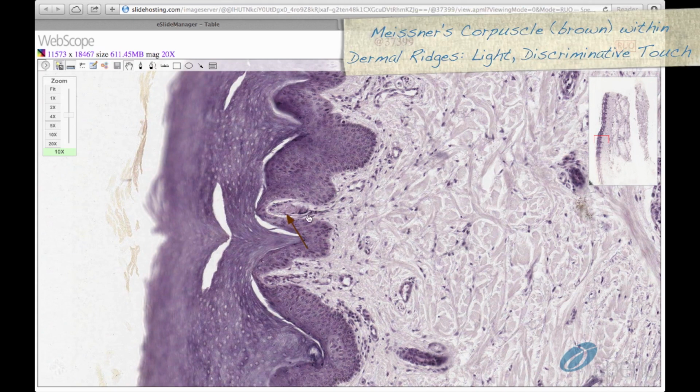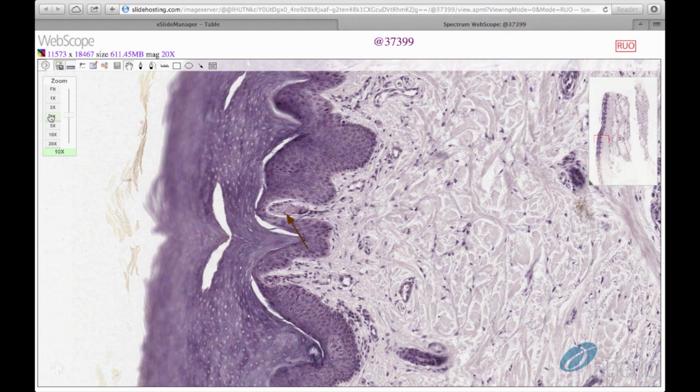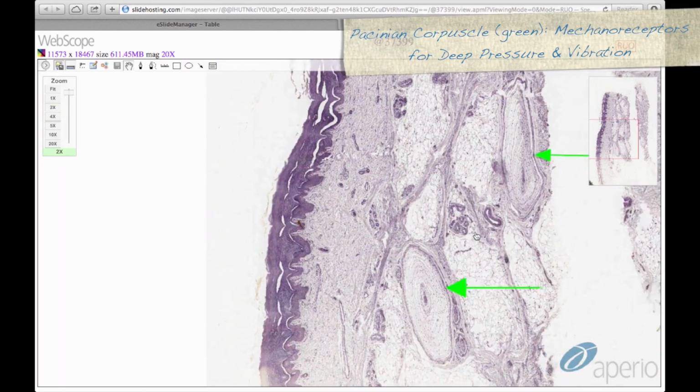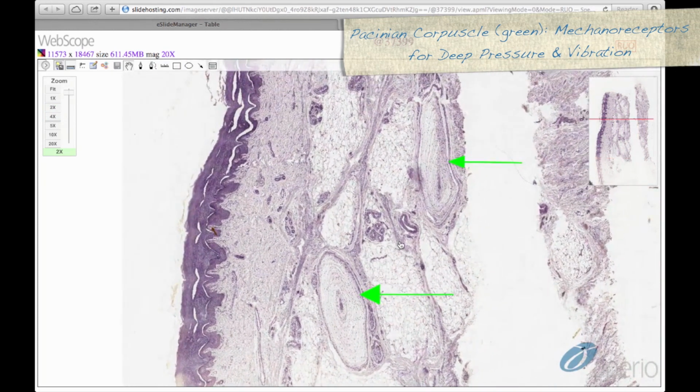First, a Meissner's corpuscle in the dermal ridge is indicated by the brown arrow. As I previously mentioned, these receptors are responsible for light, discriminative touch, characteristic of your fingertips. Next, take a look at the deeper Pacinian corpuscles, which are the large lamellar mechanoreceptors indicated by the green arrows. Pacinian corpuscles are tactile mechanoreceptors responsible for deep pressure and vibration.